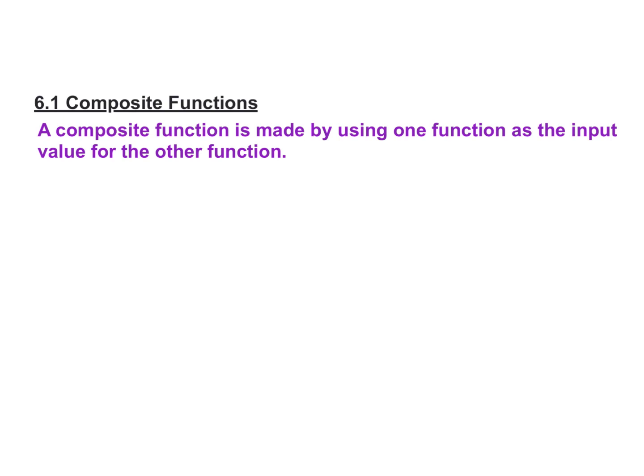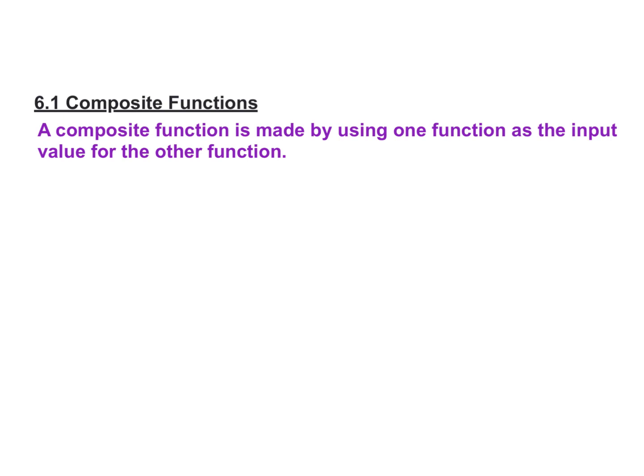Now what we're going to do is literally take one function and put it as the input value in the other function, and then we'll reverse it. That's how you make a composite function. It is one function composed of two functions.